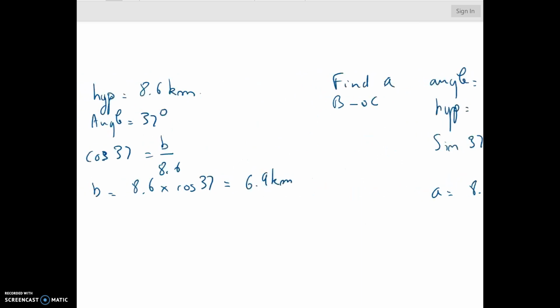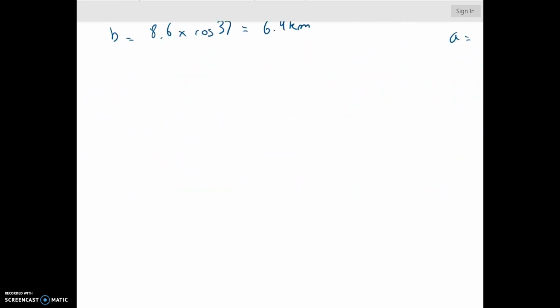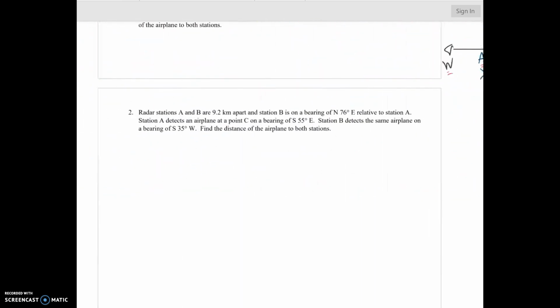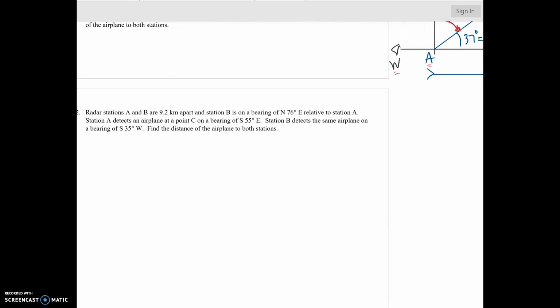All right, guys, so now let's jump on problem number 2. In this problem number 2, radio station A and B are 9.2 kilometers apart, and the station B is on a bearing of north 76 degrees east relative to station A. I will let you continue to read this problem. Let me first draw the picture and then I will be back at you.